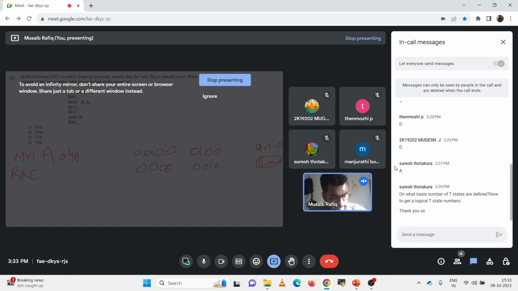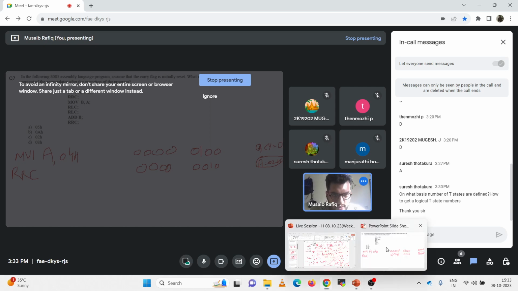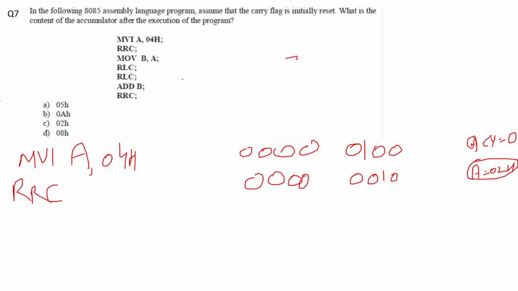So what I was discussing is this thing. First, move immediate A, so the contents of accumulator get loaded with 04, and then we have the RRC, which is rotate accumulator right. So each position gets shifted by one bit. So that is 0 0 0 0 0 0 1 0. Now the contents of accumulator are 02 hex.